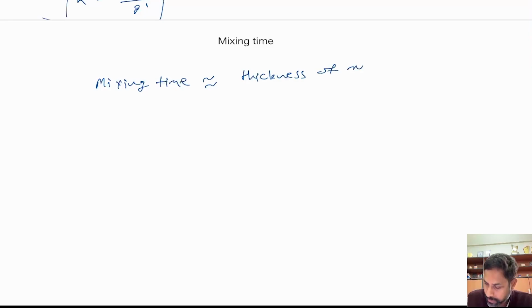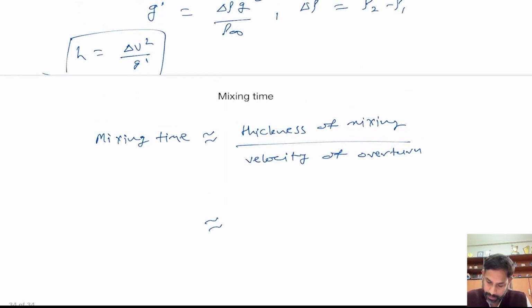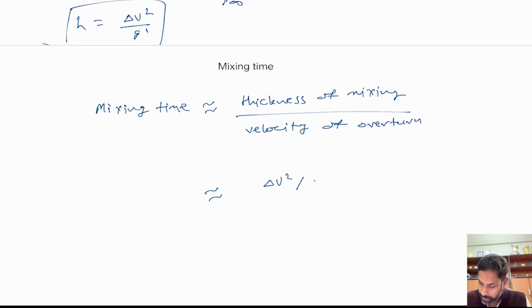thickness of mixing divided by the velocity of overturn. Okay, so the thickness of mixing is simply, we can use delta u square over g prime, right? Because whether it's doing an intermediate mixing or complete mixing, the formula remains the same, right? It's delta u square over g prime.